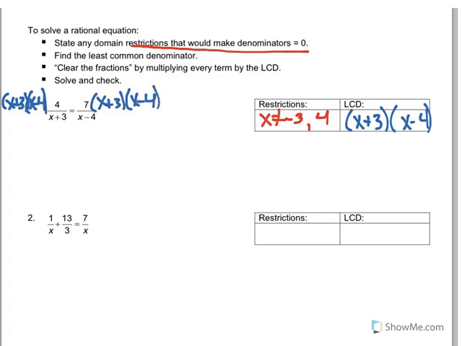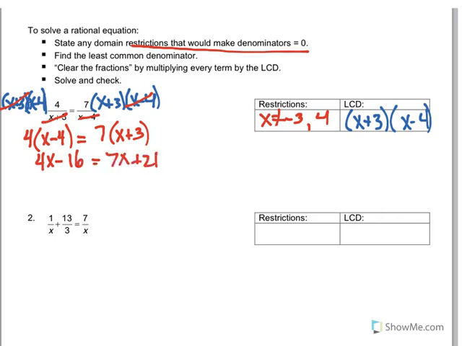Now what you're going to notice is, on the first fraction, I already have an x plus 3 on the bottom, so that takes out the x plus 3 on the left. So I end up with 4 times x minus 4. And then on the other side, I have the x minus 4 canceling out the x minus 4, and I get 7 times x plus 3. And now we're just going to solve it as normal. Distribute the 4, and I get 4x minus 16 equals 7 times x plus 21.